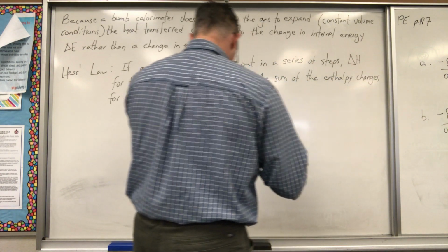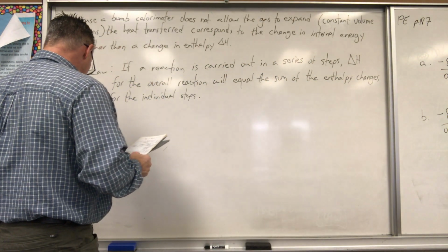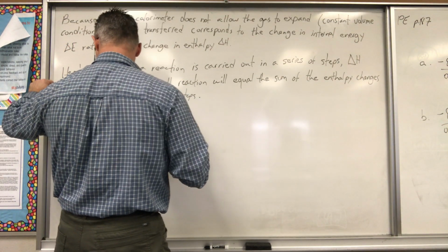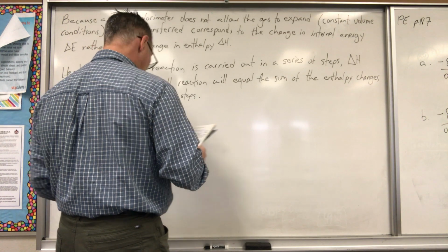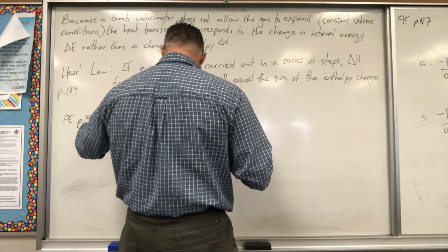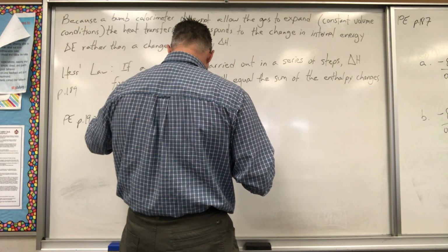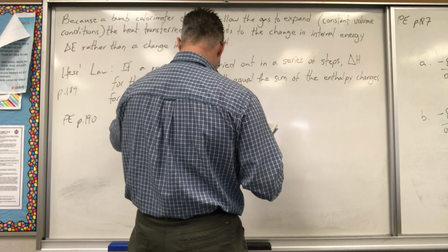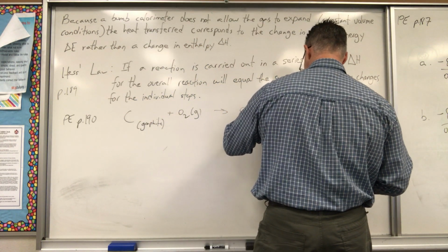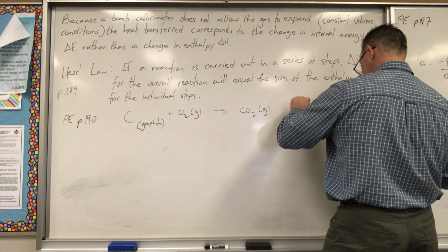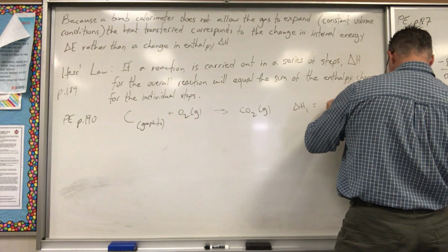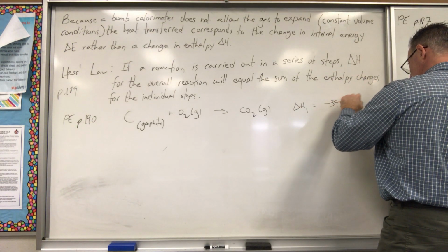So for example, if you look at the practice example on page 190, this note, by the way, is on page 189, they show graphite reacting with oxygen gas to form carbon dioxide. So this is the combustion of graphite, basically. And the heat of reaction for this reaction is negative 393.5 kilojoules.